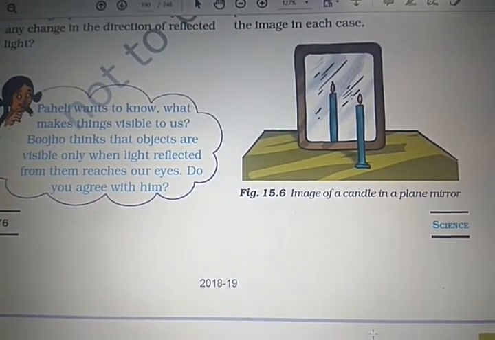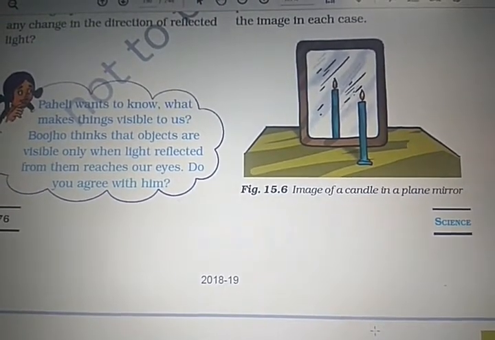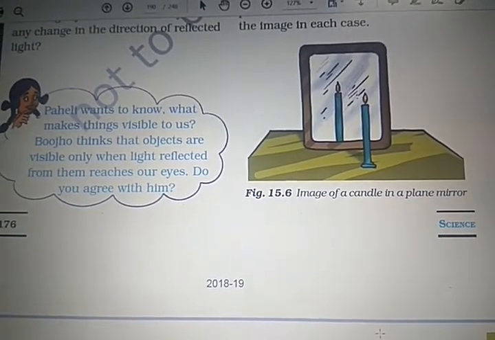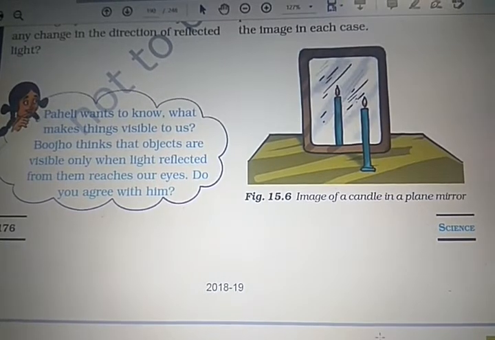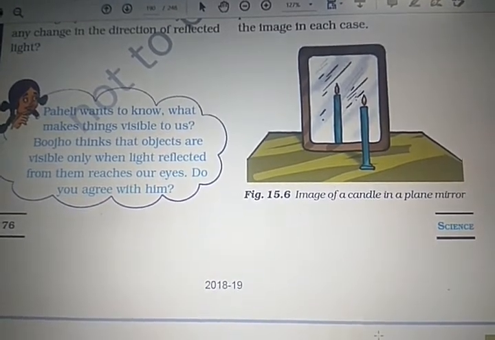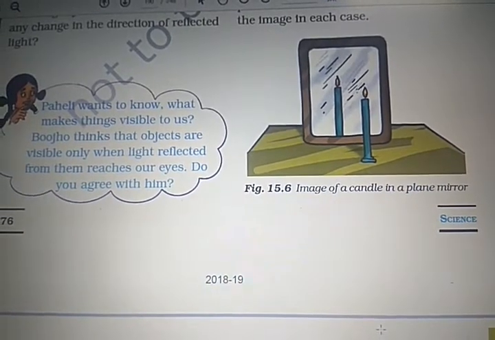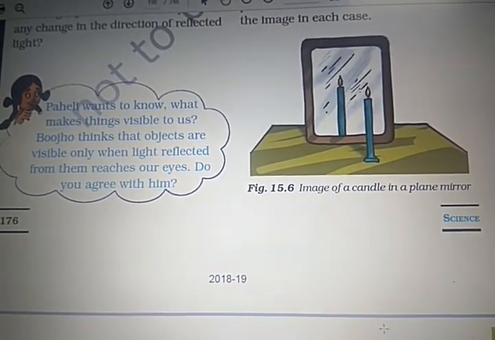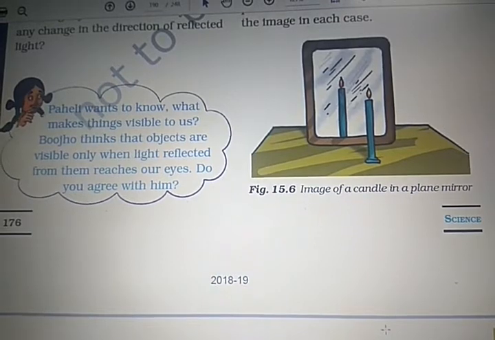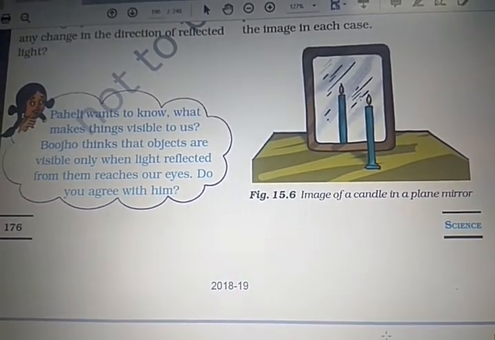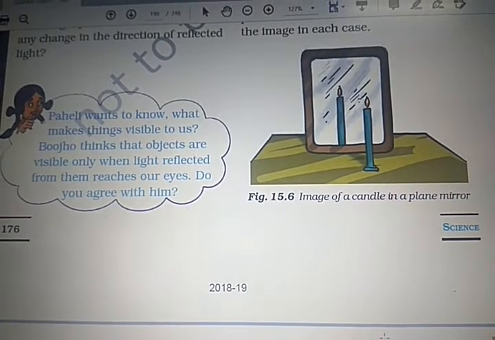Just now we have seen the activity of candle that you observe from the plane mirror. In that you have observed that when you put the candle suppose 5 meter away from the mirror, you can see its image in the mirror 5 meters. It means that another property that you can see is that the distance will be same, right? So when you put the object 5 meter in front of the mirror, you can see its image 5 meters only, means distance will be same, size will be same, right?